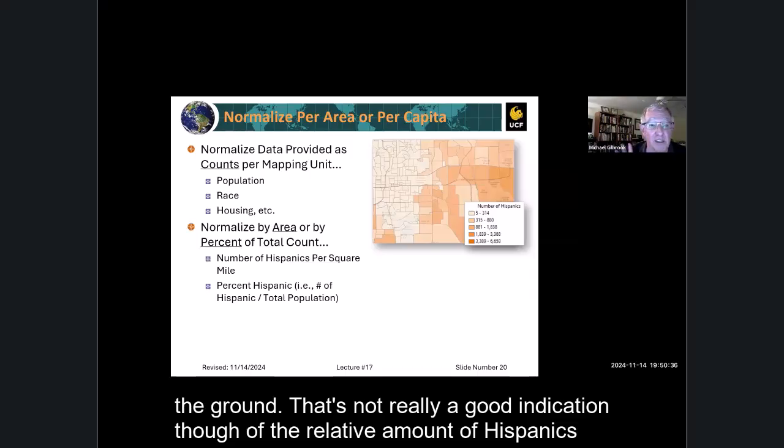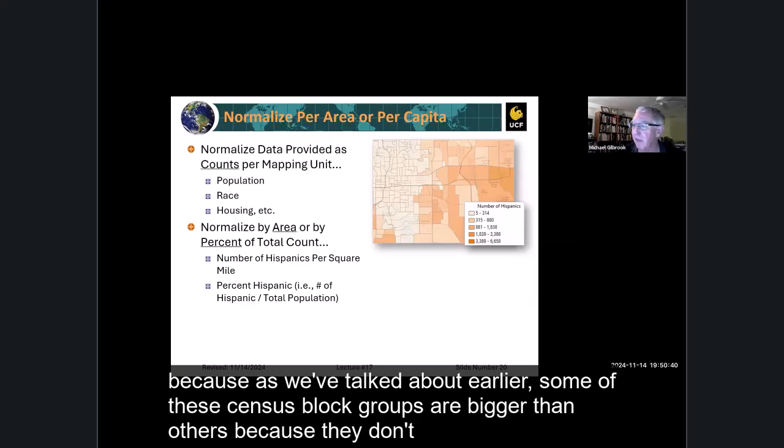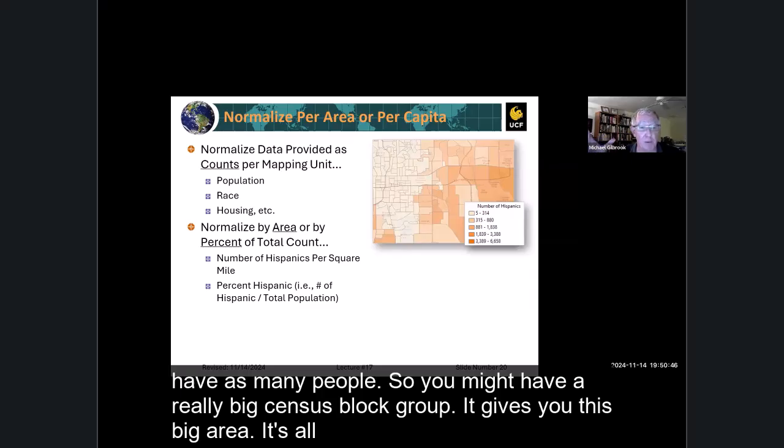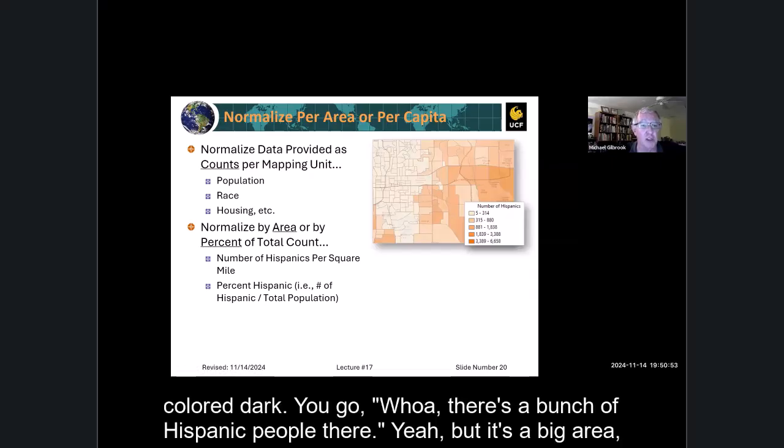That's not really a good indication, though, of the relative amount of Hispanics, because as we've talked about earlier, some of these census block groups are bigger than others because they don't have as many people. So you might have a really big census block group. It gives you this big area that's all colored dark. You go, whoa, there's a bunch of Hispanic people there.